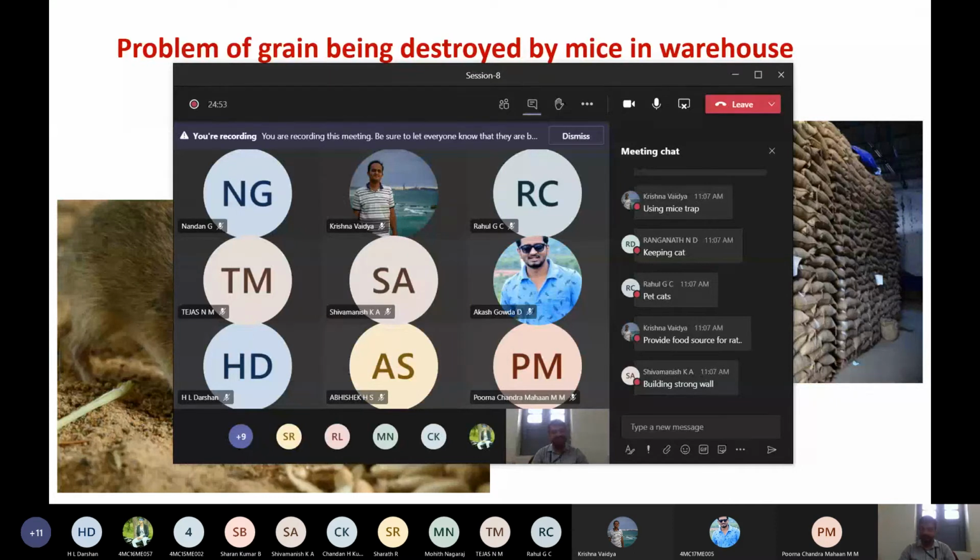Then, provide a food source for rats. That is very difficult, but you can try. That is a possible solution. Yes, you can make food available outside the warehouse itself, so that the rat will eat there itself and go back.